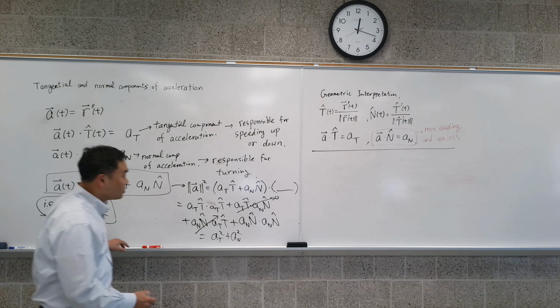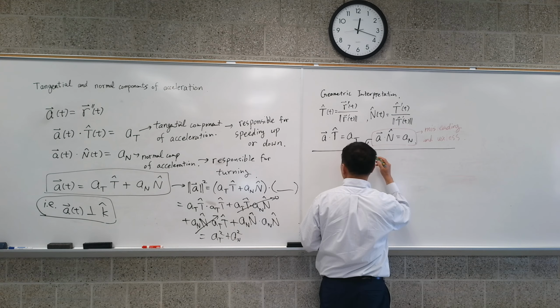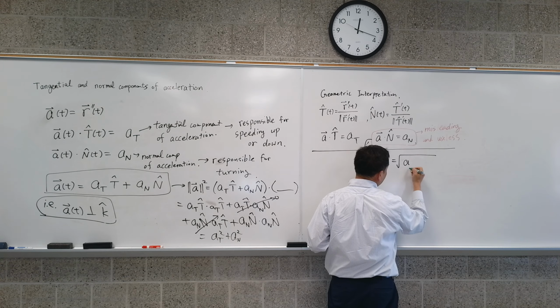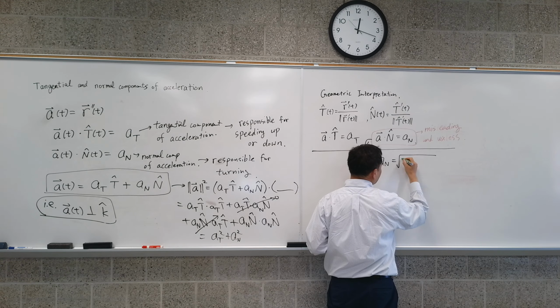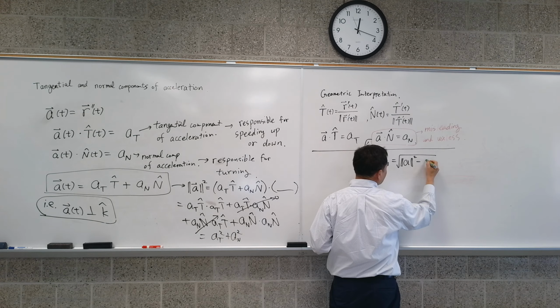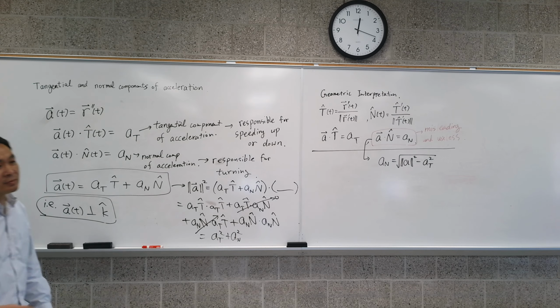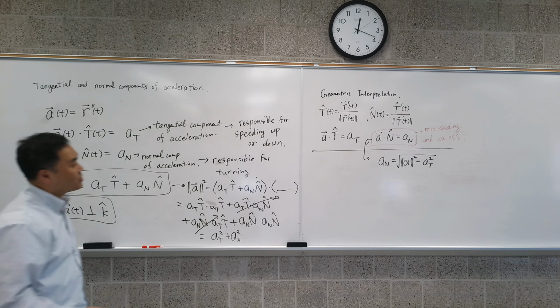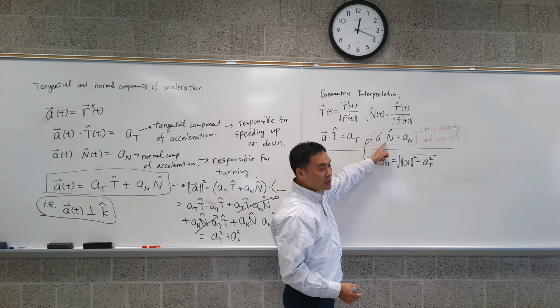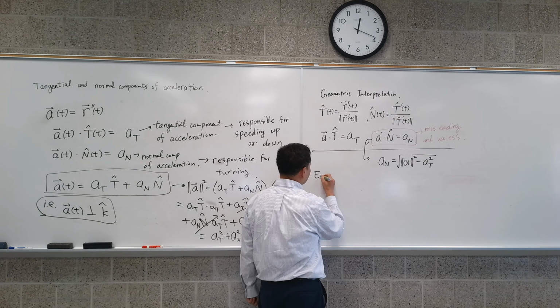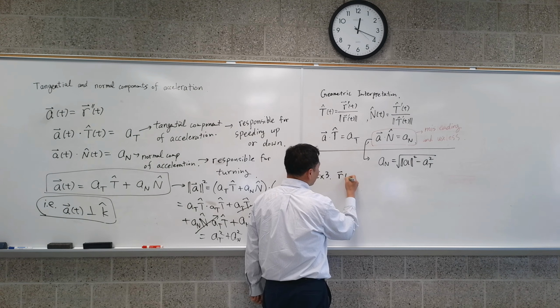And from here, you get an alternate formula which says that a_N is equal to the square root of the norm of a squared minus a_T squared. Okay, and that's like 100 times better than trying to use this formula. This is like impossible to use, but this is a lot quicker. Okay, so let me show you this next example. Again, let's work with the same guy.